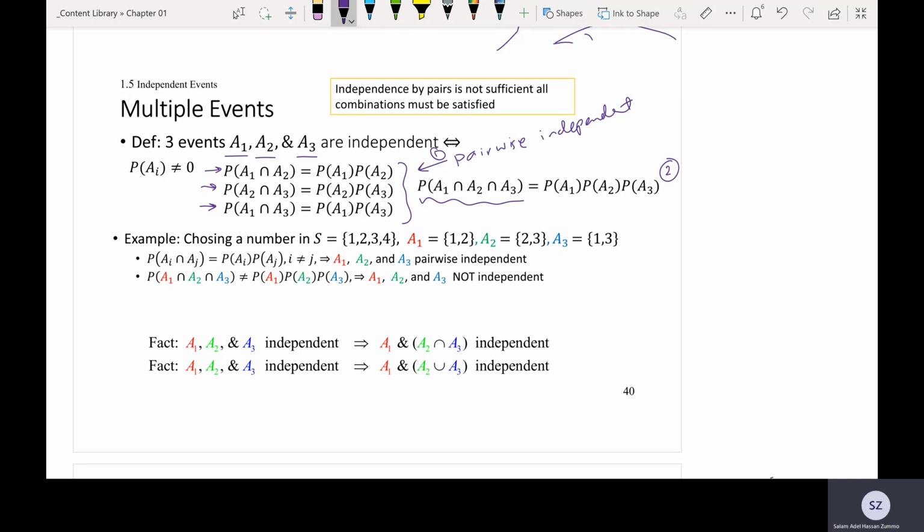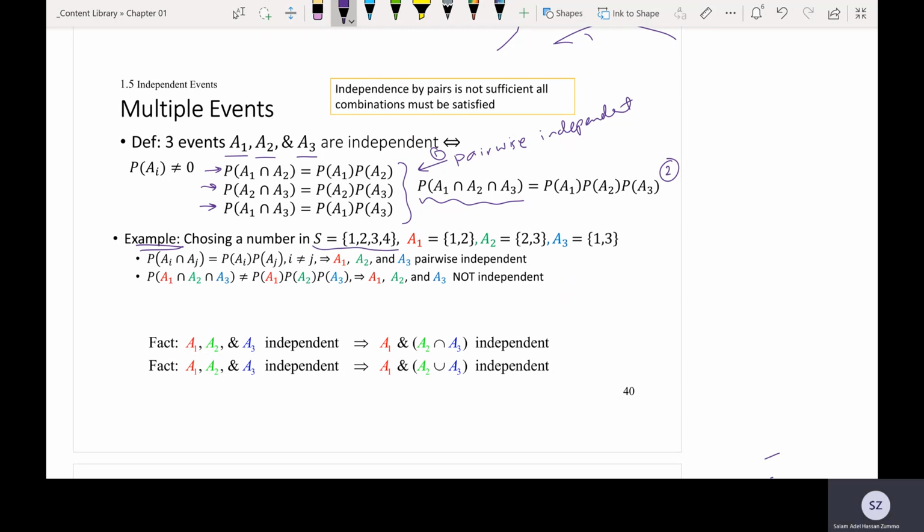If you have four events and you would like to check the probabilities, first of all, they need to be pairwise. So A1, A2, A3, A1 with A2, A1 with A3, A1 with A4, and so on. And then every three, and so on. Okay? Now an example. We have here choosing a number, and this is the sample space.